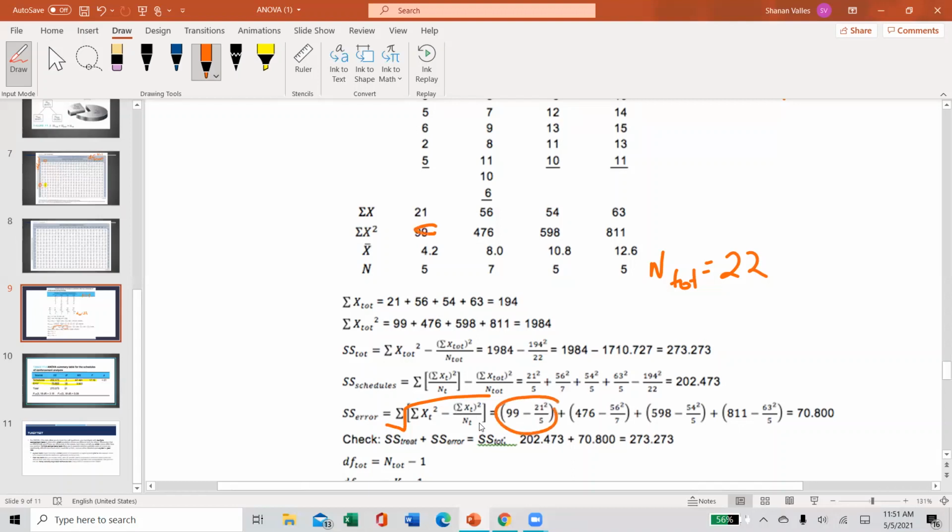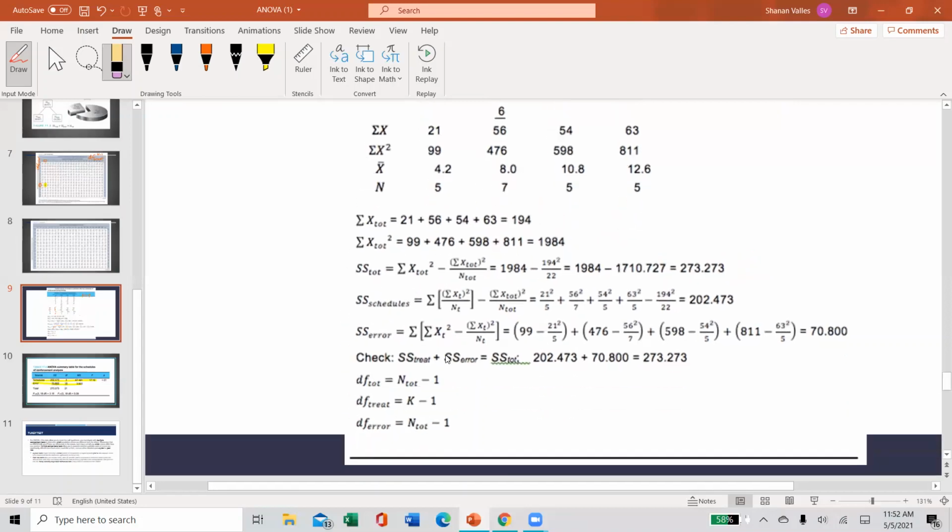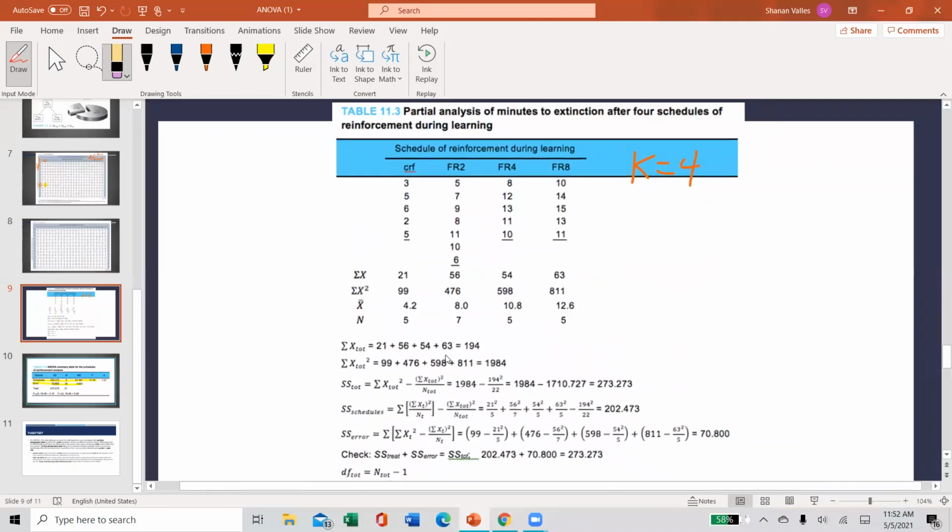You have the 99, the 21 squared, divided by the 5, right? And then you do it for the next group, the 476 minus the 56 squared, divided by the 7. And you just repeat it over and over again for each group. And that's how you calculate our SS error, okay? And again, I'm not going to have you do this, but that's where those numbers are coming from.